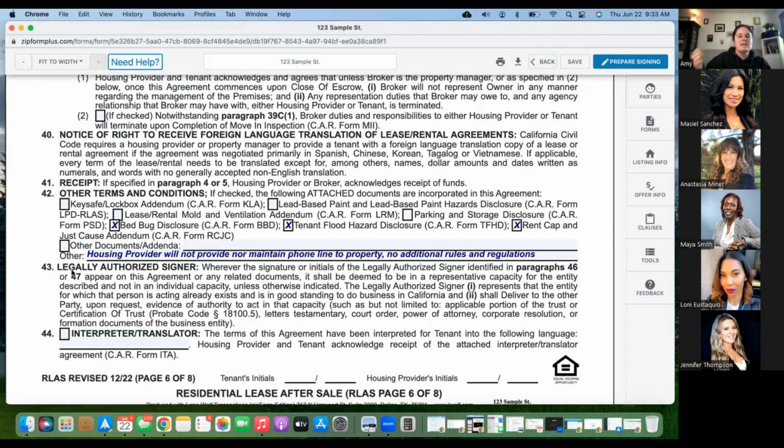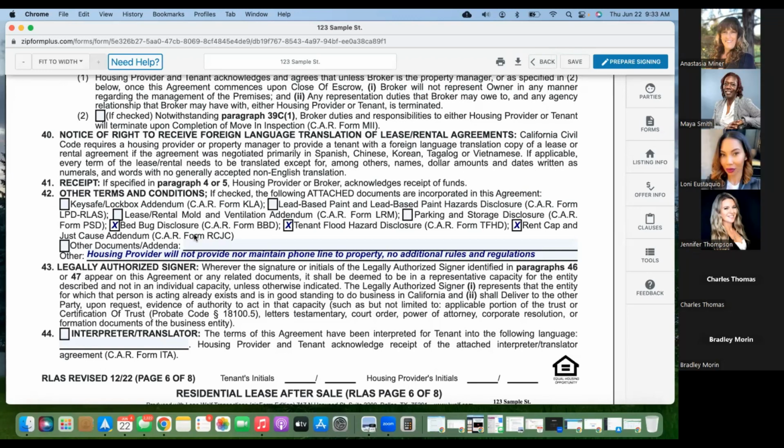The other ones are the key safe, lock safe addendum, the lead-based paint, the lease rental mold and ventilation addendum, the parking space and storage disclosure. You could add all of those in. Other documents or addendums. Here gives you a box that you could include other things.